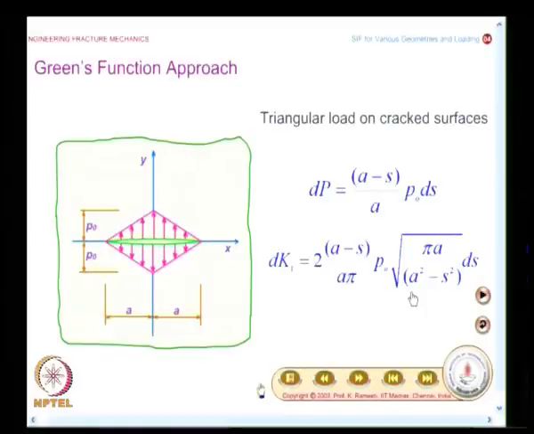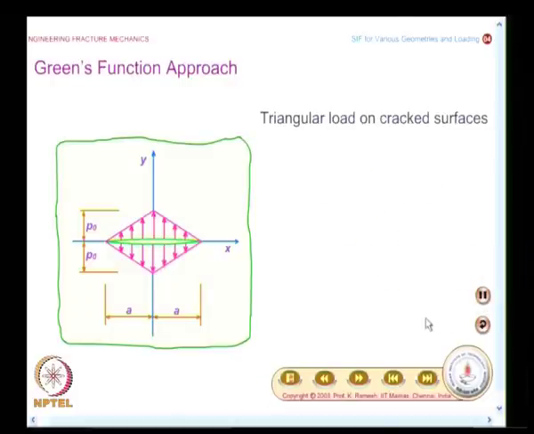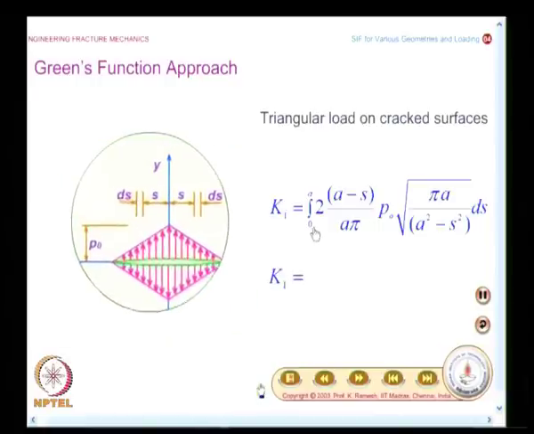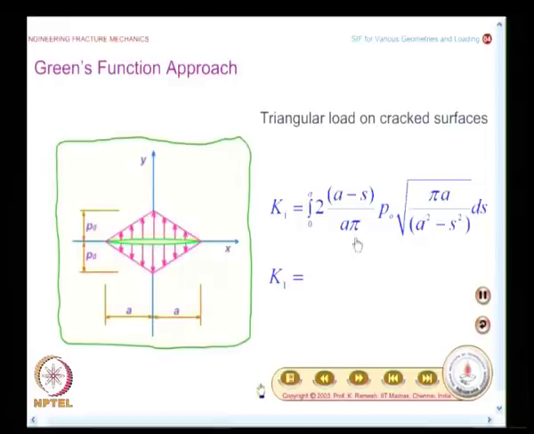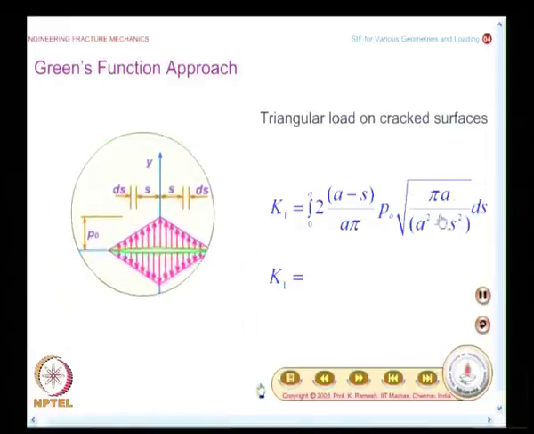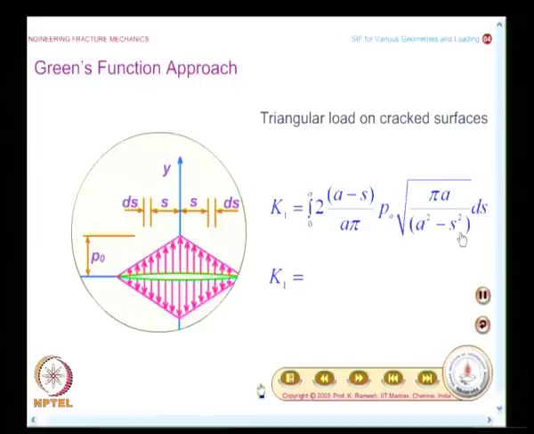Once you come to a course in fracture mechanics, you will also have to do all this mathematics. For all of this, you need to recall the table of integrals. I have the expression for dK1, and to find K1, I have to integrate it over the crack length. I have to do it from 0 to a, 2 into (a minus s) divided by a, pi p naught, root of pi a divided by (a squared minus s squared) into ds.